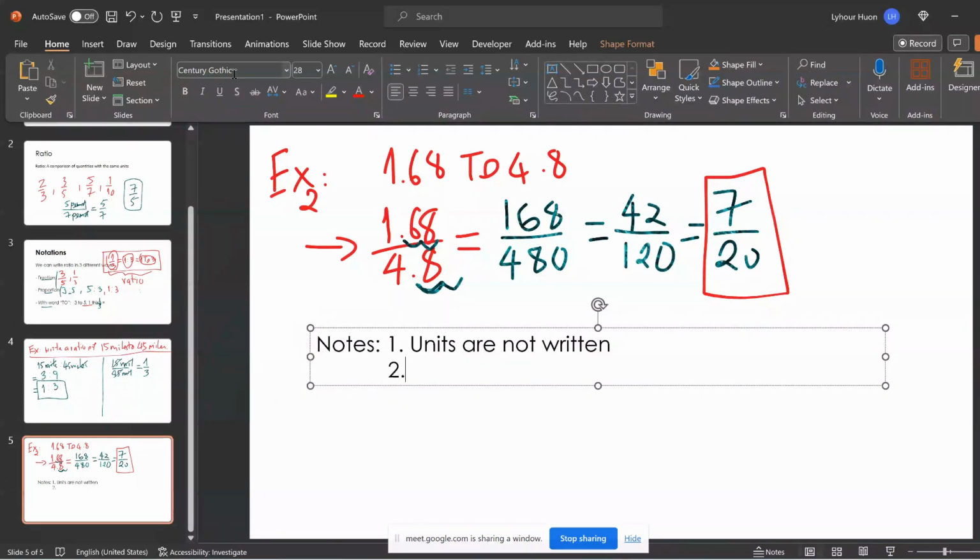Number two. If you hear me typing, it's my friend talking about a math problem. Sorry.